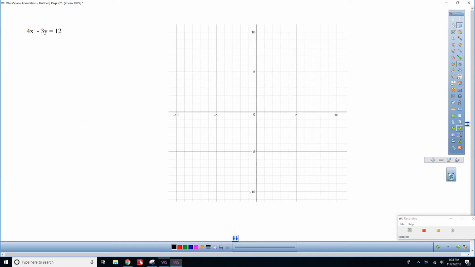Now let's see if we can do this all in our head. Hey, if you can't do this in your head, then don't. It doesn't matter to me if you use paper. If you put in a 0 for x, negative 3 times what is positive 12? Very good. If I put in a 0 for y, 4 times what is 12? So 0, negative 4. Okay. 3 comma 0.